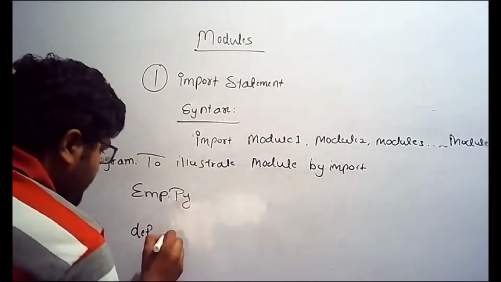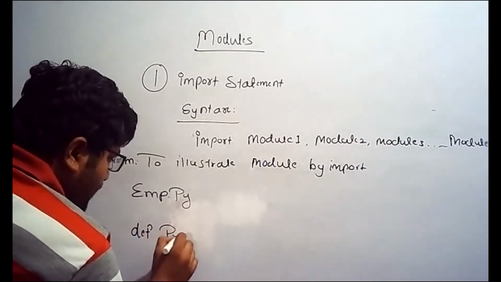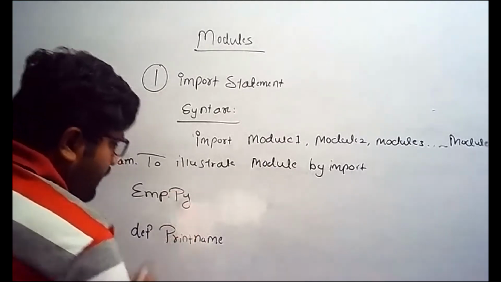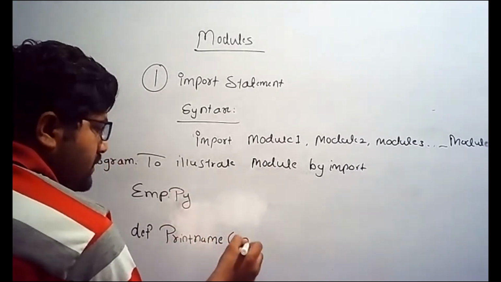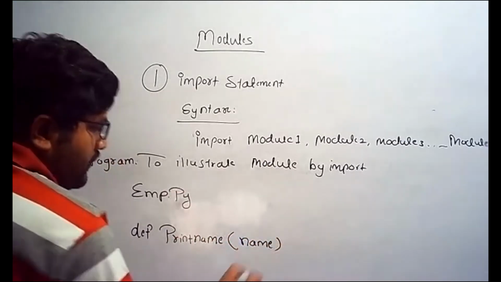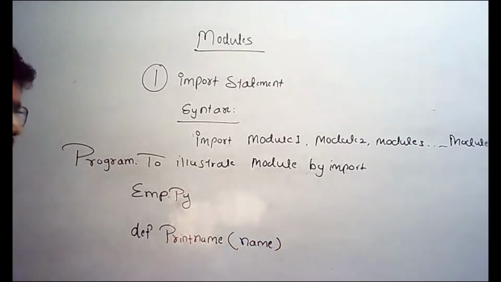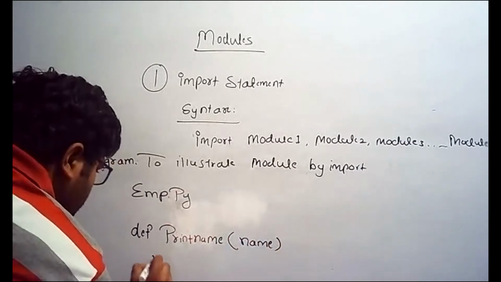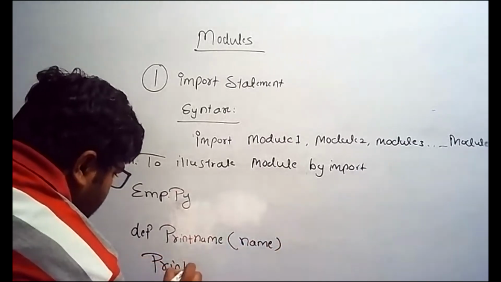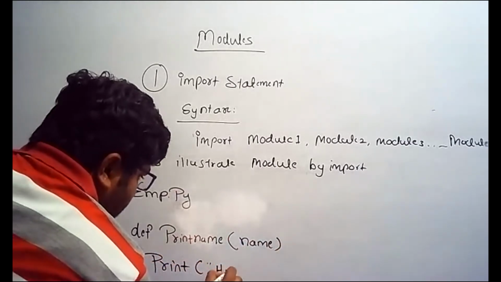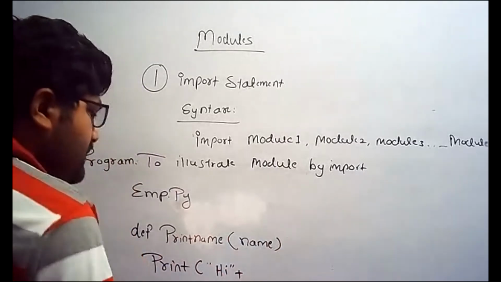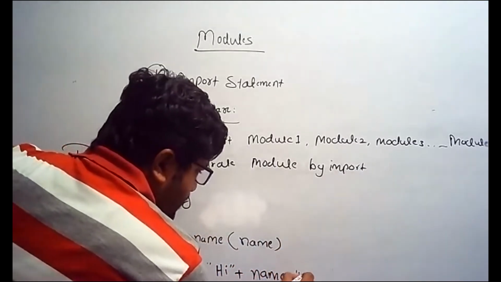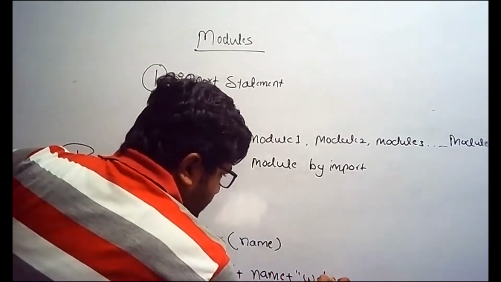def print name. Here I am going to pass the name. Print name I am going to pass. Here it is visible to you, I think so. Print hi plus name plus welcome.